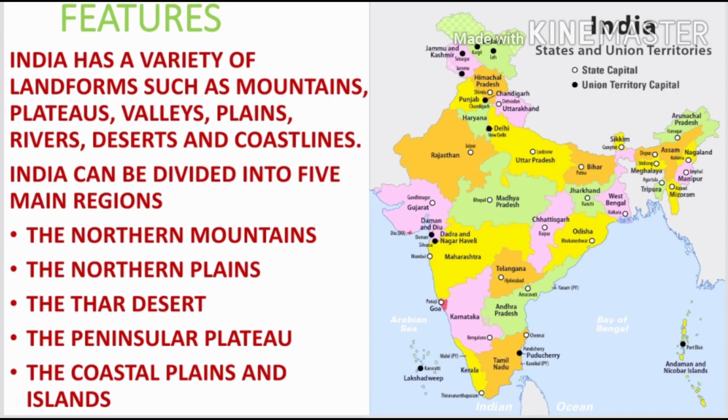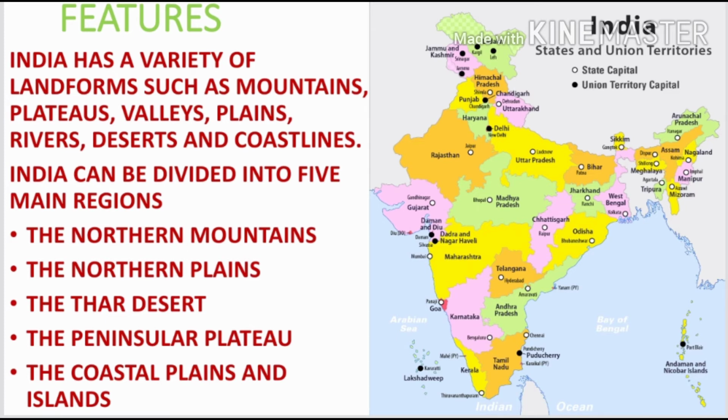Next feature, India has a variety of landforms such as mountains, plateaus, valleys, plains, rivers, deserts, and coastline. Next feature is about landforms. India has a variety of landforms such as mountains, plateaus, valleys, plains, rivers, deserts, and coastlines.